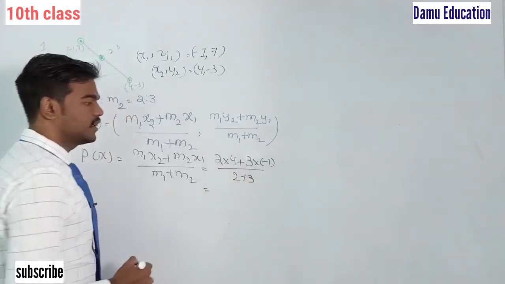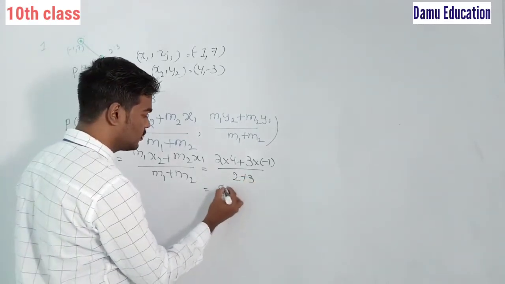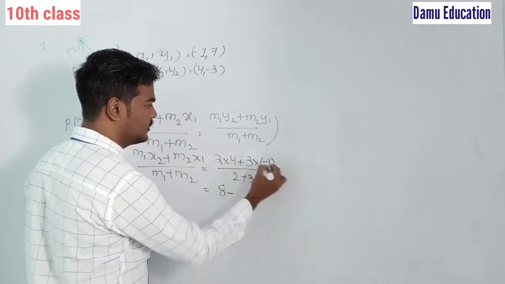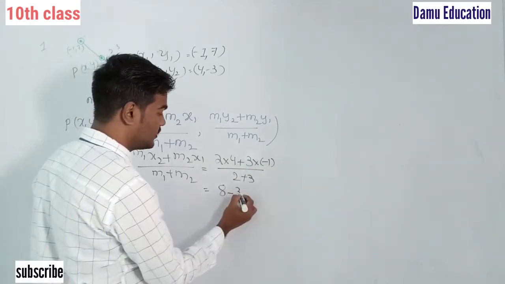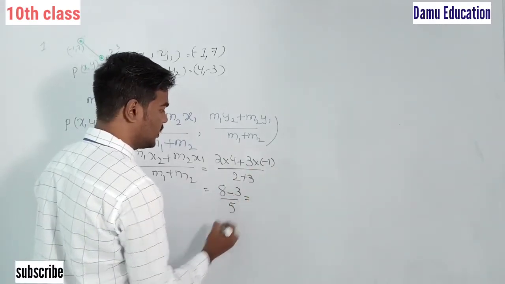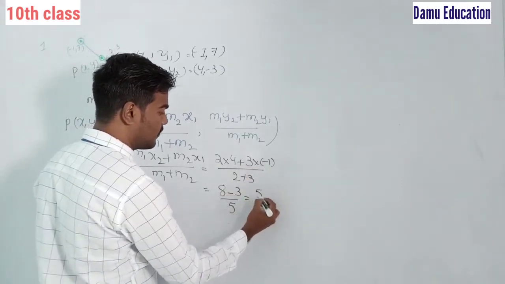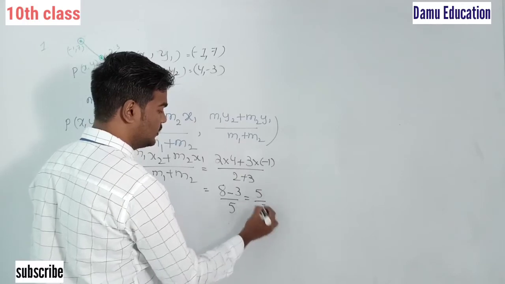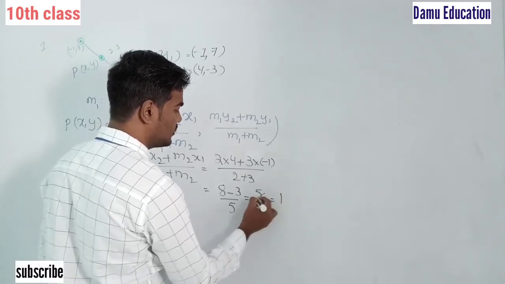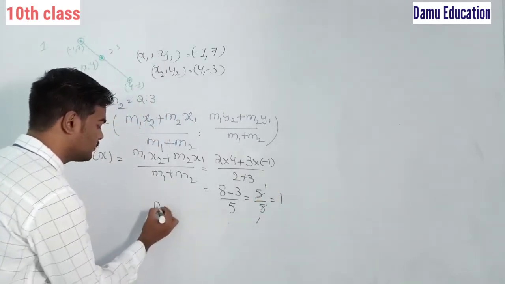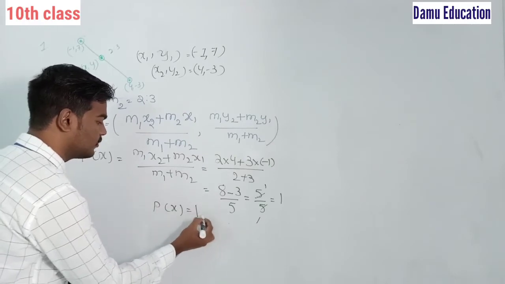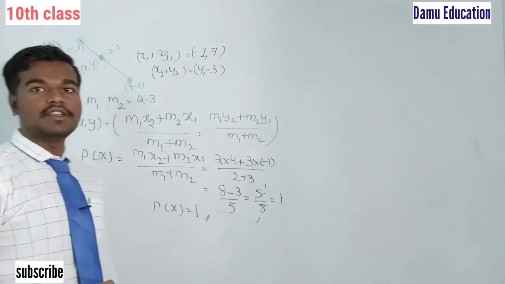So what value will we get? 2 4s are 8, plus 3 into -1 is -3, by 5. So 8 minus 3 will become 5 by 5. What answer? 1. So 5 1s are 5. So P of x will be equal to 1. Then what is the P of y?